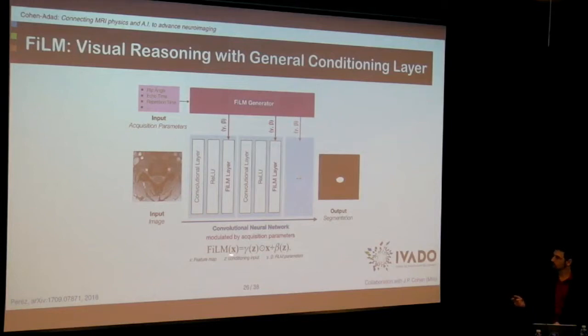And those beta and gamma are estimated by a FiLM generator, which in our case is a multi-layer perceptron that takes as input the MRI parameters. In that case, the flip angle, the echo time, repetition time, and so on. So our hope here is that the FiLM generator would learn how the image contrast is generated by the various MR acquisition parameters, which would help us ultimately to generalize better to unseen contrast, so to contrast that has not been seen during the training procedure.